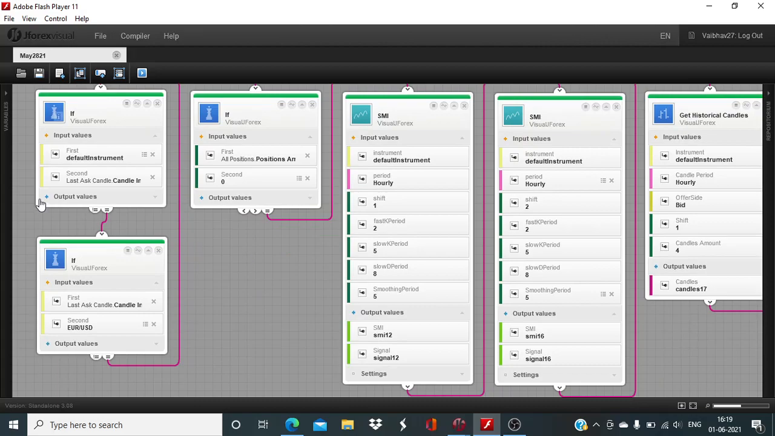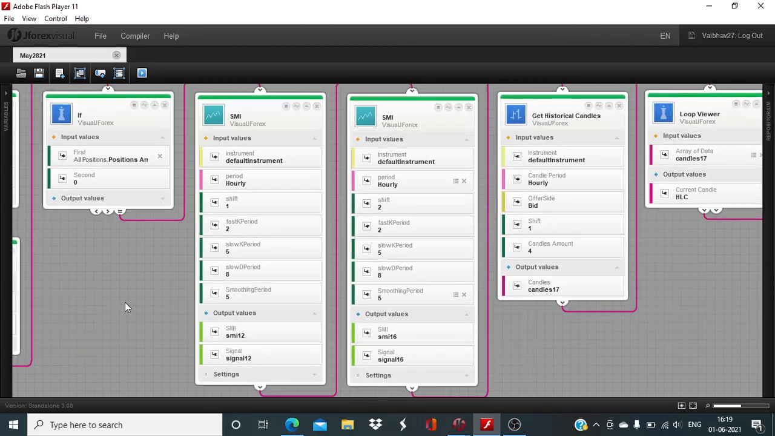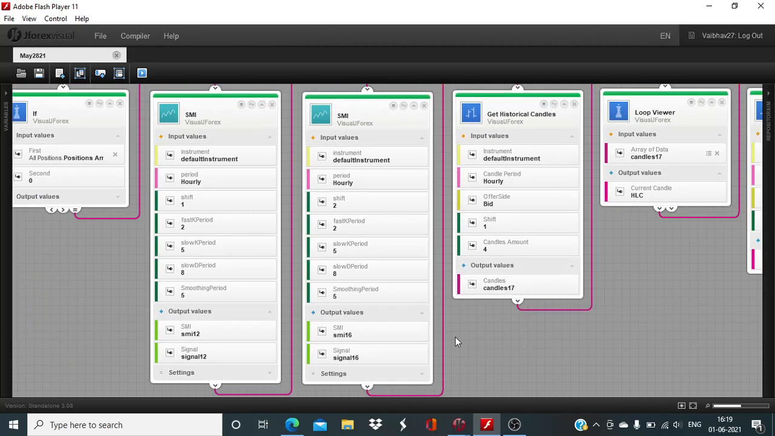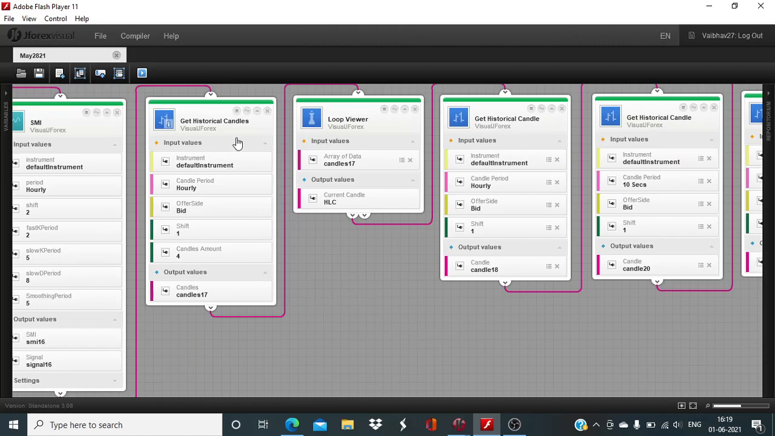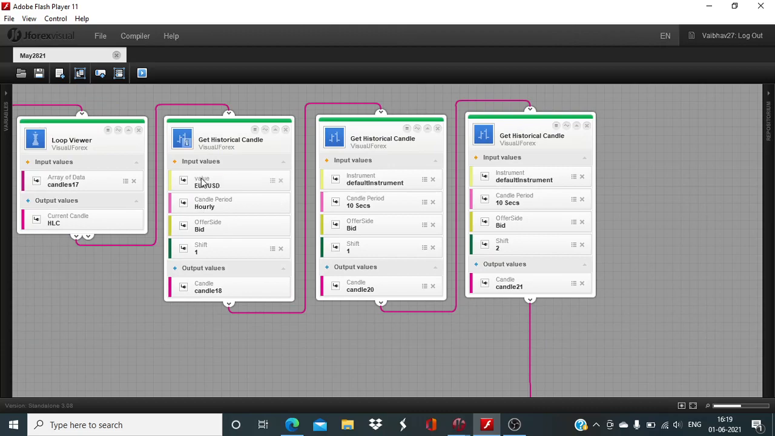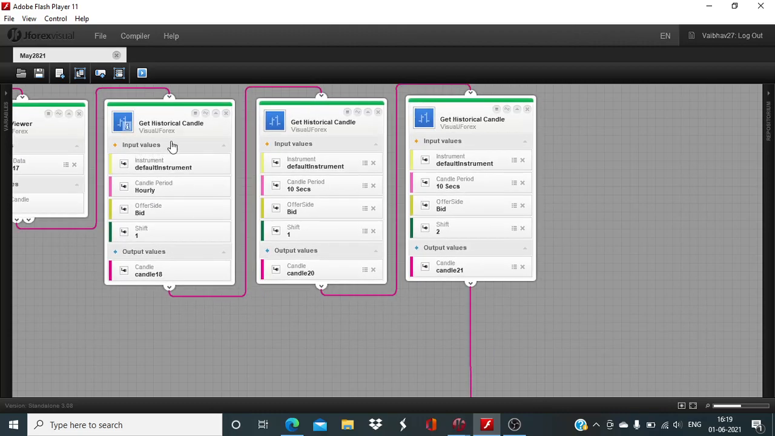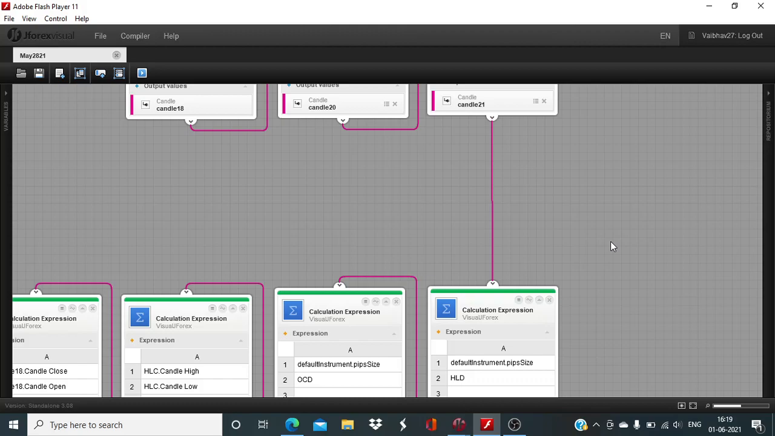Here the instrument subscription was carried out. The position amount has been defined at 0. Then I got these SMI blocks of the hourly time period. The get historical candles candle amount is 4, so we will be looking at the last 4 hourly candles to look at the price volatility. There's a get historical candle with a shift value of 1. We will be retrieving the last hour's price data using this, and then to place the order to pinpoint the exact entry point, these 10-second candles will come in handy.